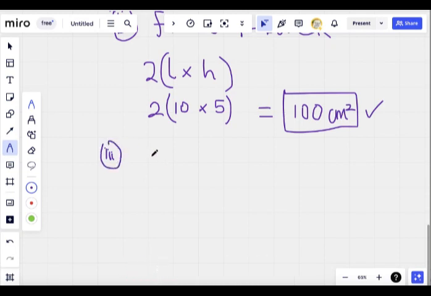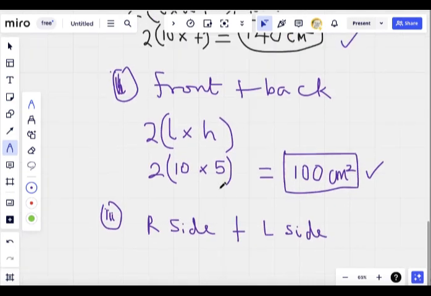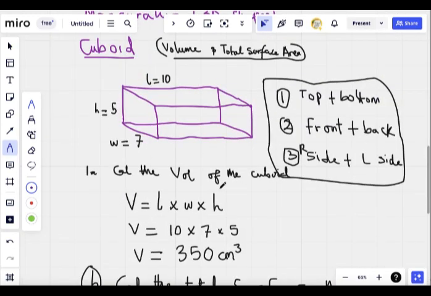So we say the right side plus the left side. Let's find the area of this side plus the left side. So when you find the area of this side, once you find the area of one side, you multiply the answer by 2. Now let's go to the diagram and see the sides.